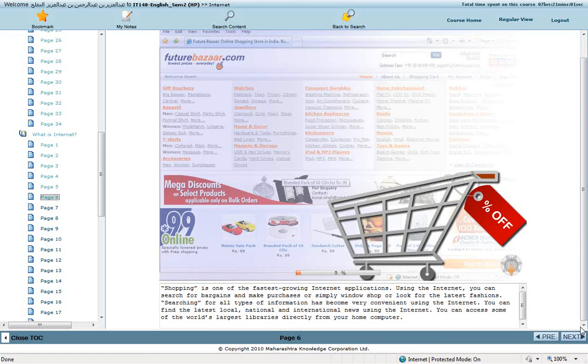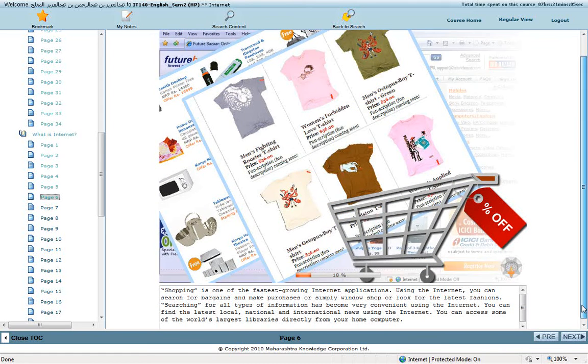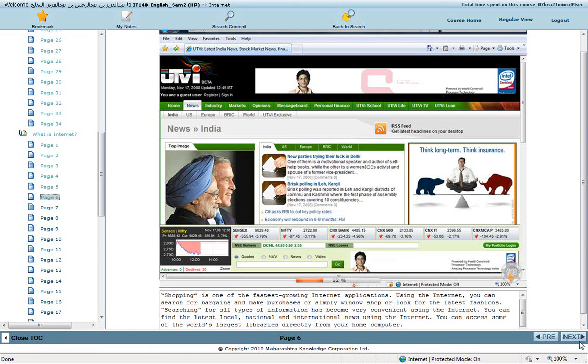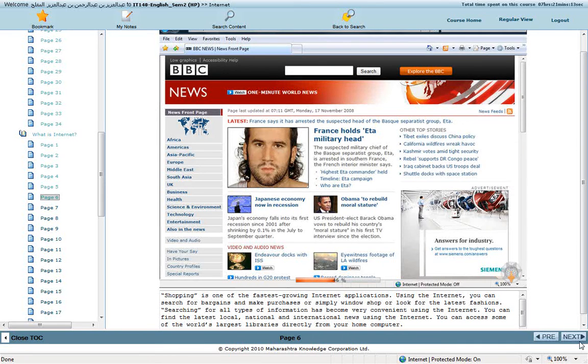Shopping is one of the fastest growing Internet applications. Using the Internet, you can search for bargains and make purchases or simply window shop or look for the latest fashions. Searching for all types of information has become very convenient using the Internet. You can find the latest local, national and international news using the Internet. You can access some of the world's largest libraries directly from your home computer.